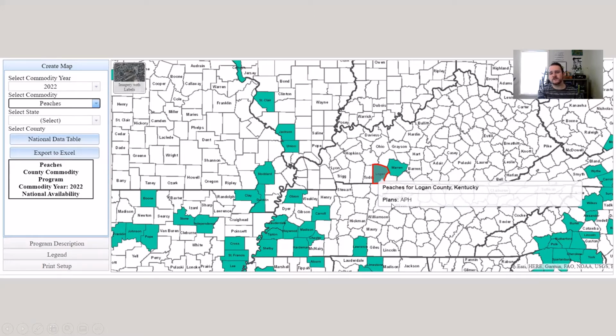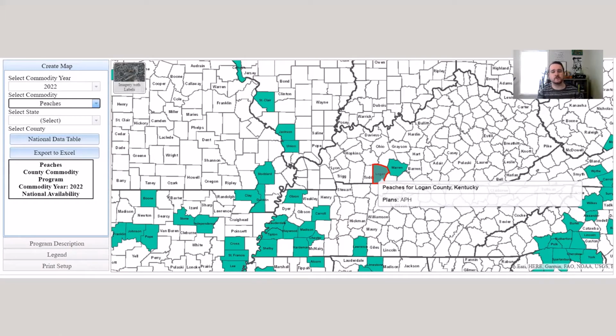And you see right here, it says plans APH. So what does APH stand for? That stands for actual production history. So that means in order to ensure your yield, they'll look at your own past records. So they'll look at your own past yield of peaches on your acres for 5 to 10 years.